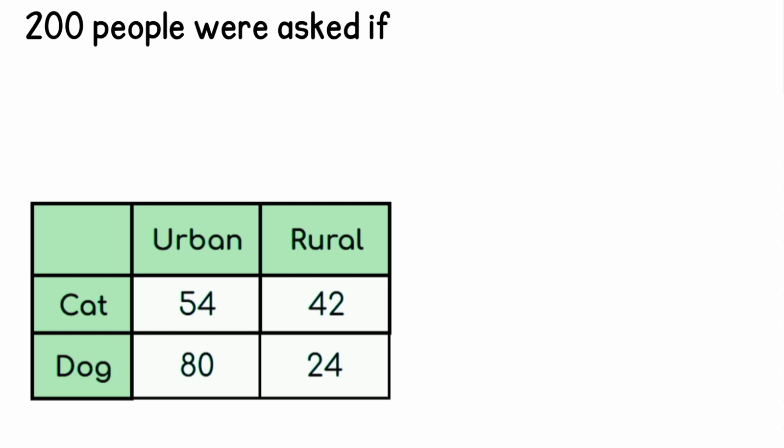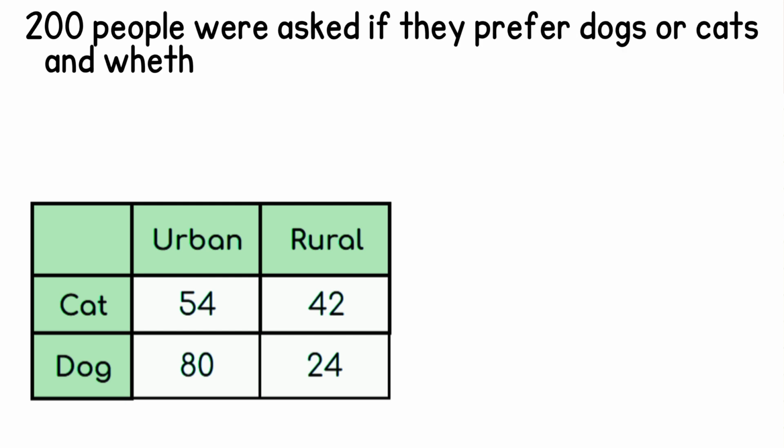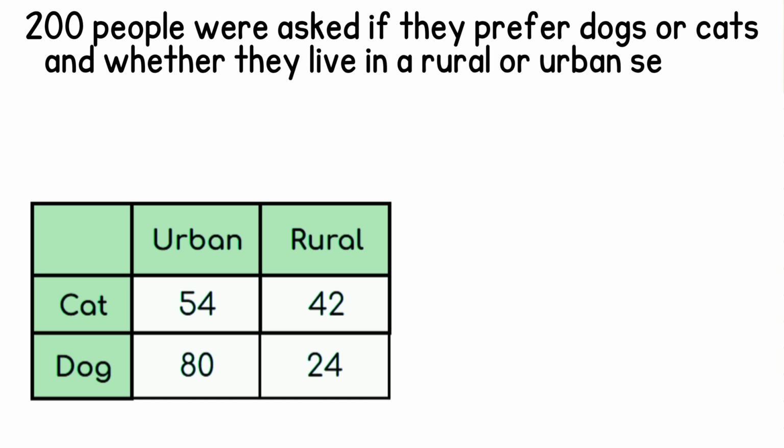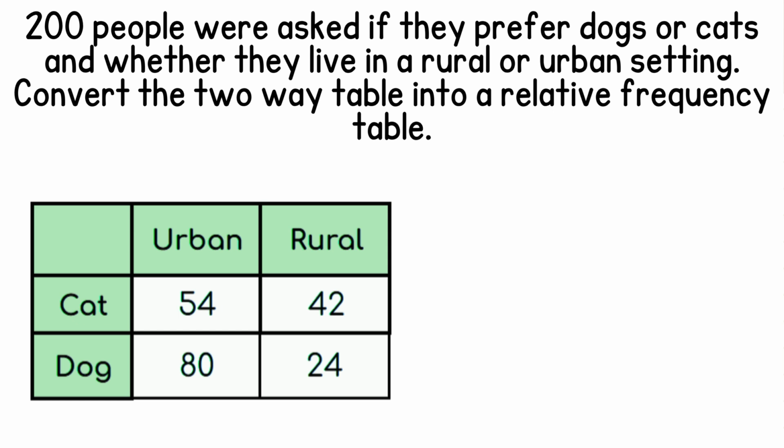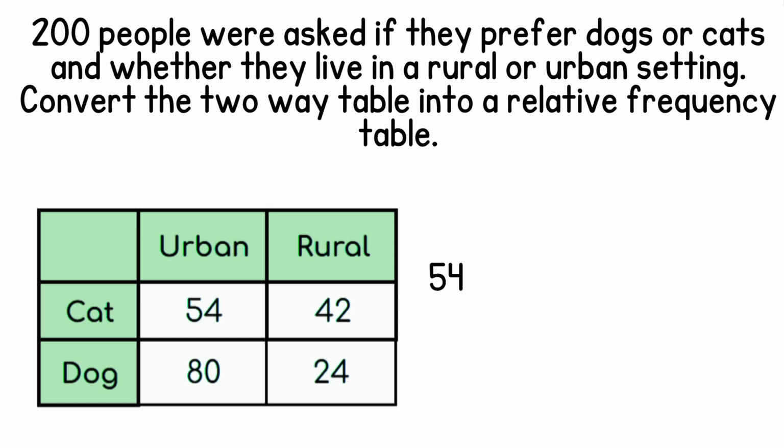Here's one last example. 200 people were asked if they prefer dogs or cats and whether they live in a rural or urban setting. We'll convert the two-way table into a relative frequency table. This time we'll find the total of the entire table, so we'll add up all of our values, which gives us an answer of 200.